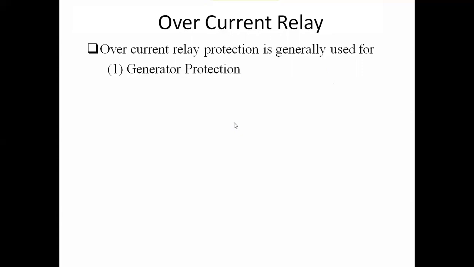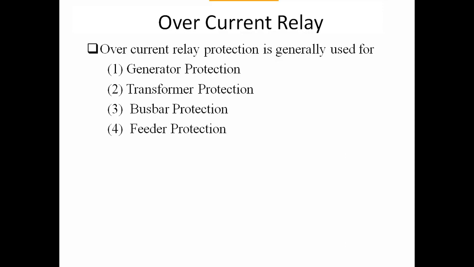ওভার কারেন্ট রিলে। For overcurrent relay, this overcurrent relay is generally used. আমি তো সব জায়গায় overcurrent relay ইউজ করব না। In case of transformer protection, we generally use differential protection relay as a primary protection, and this overcurrent protection is generally used as a backup protection. Overcurrent relay is generally used for generator protection, transformer protection as a backup protection, bus bar protection, feeder protection, and transmission line protection. So in different cases, either it can be used as a primary protection or backup protection. You can use this overcurrent relay.